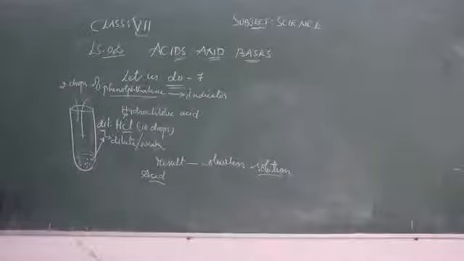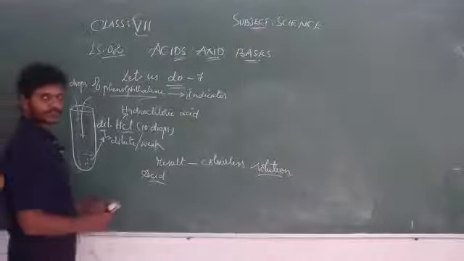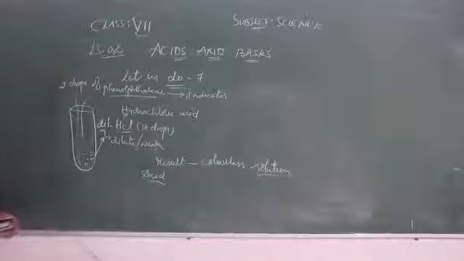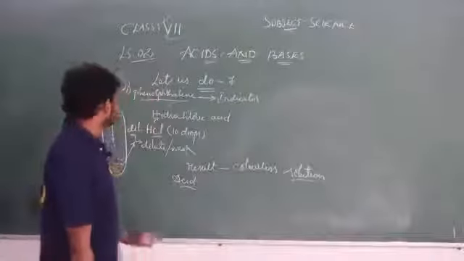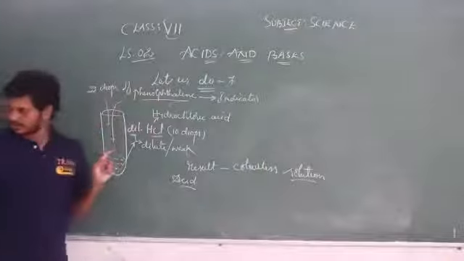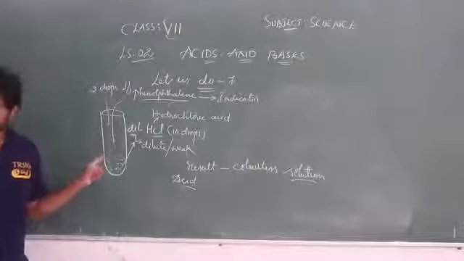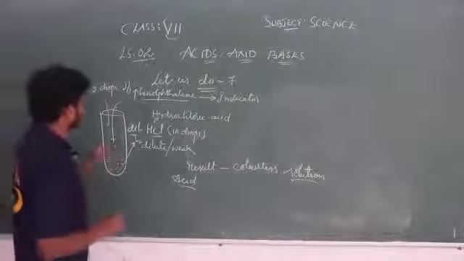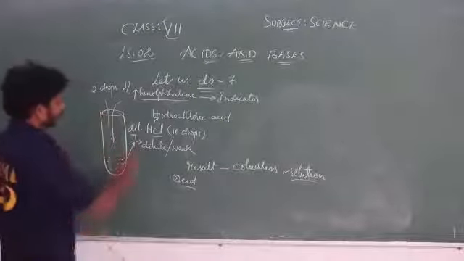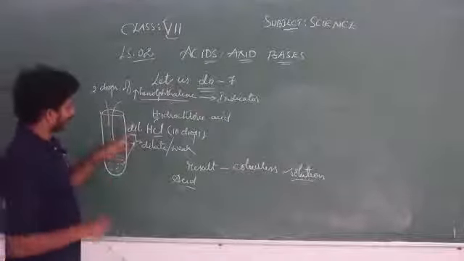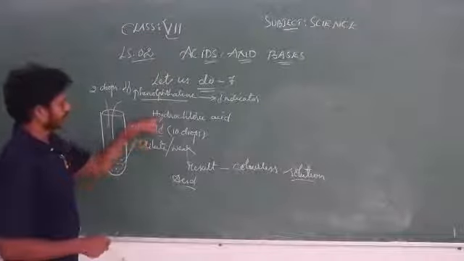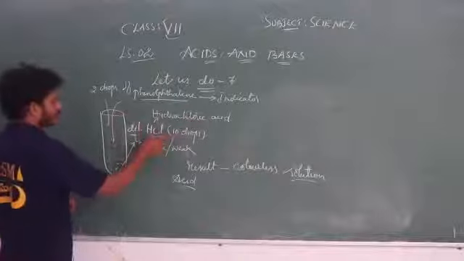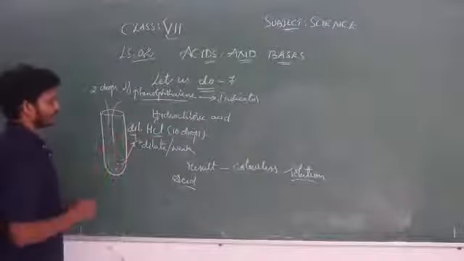And next, the same, now you're adding. So here what happened? First, take a test tube. This is the test tube I have taken. Into this test tube, first add dilute hydrochloric acid. Here dilute means weak hydrochloric acid, HCl. How much have you taken? 10 drops of hydrochloric acid is taken.